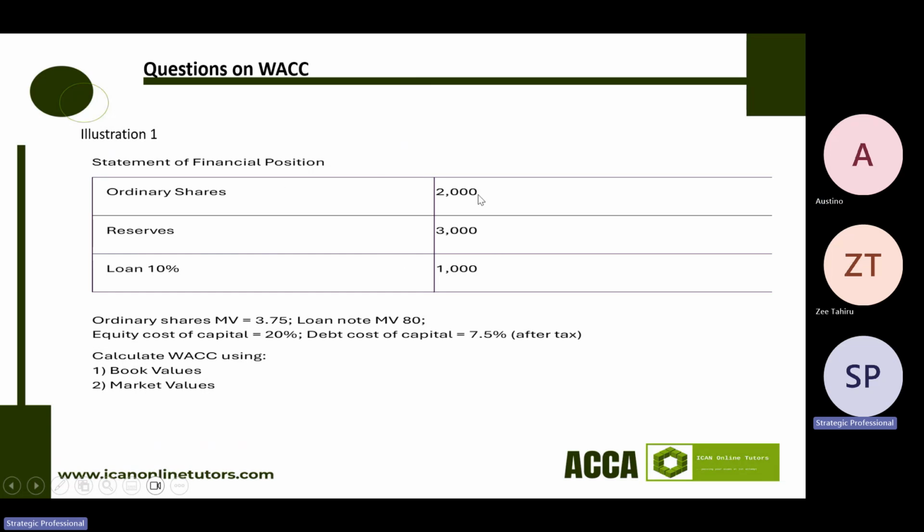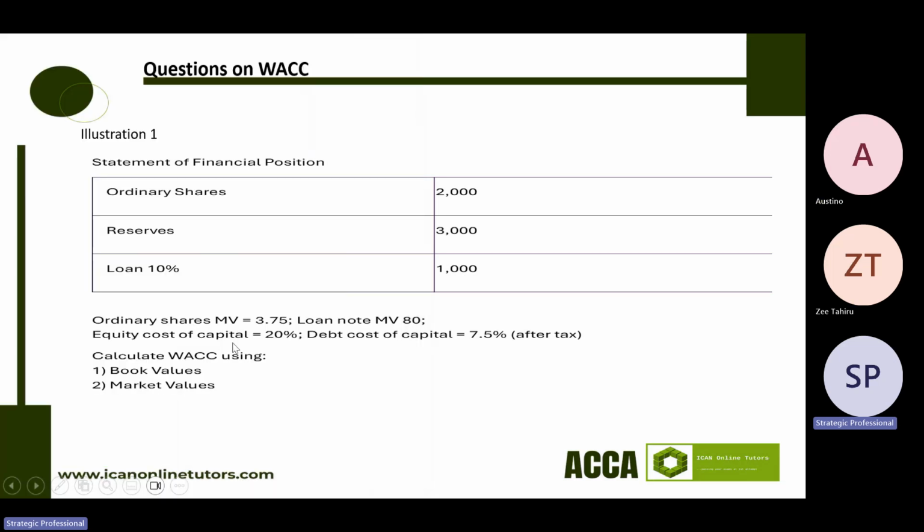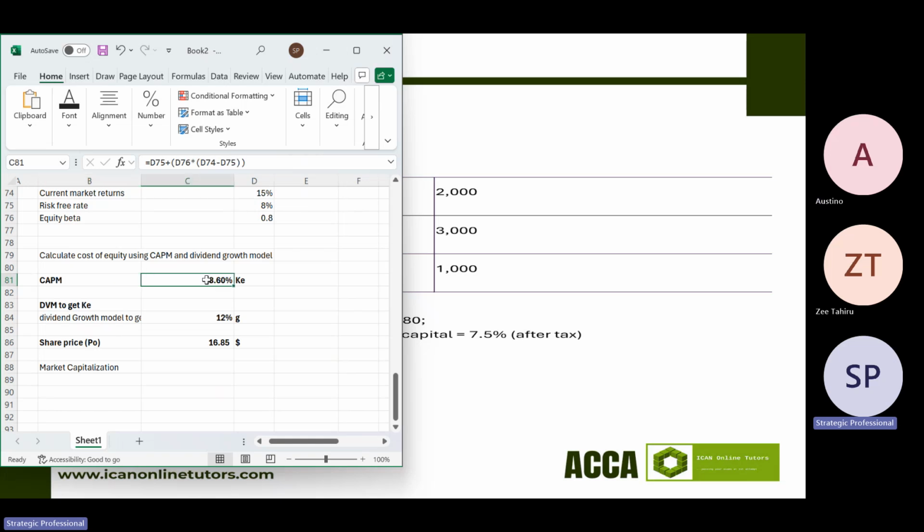But at advanced level, all these things that they gave you free of charge, you'll be the one to calculate it yourself. You can see these ordinary shares that they gave you 3.75 directly in this question. It took us how many steps to calculate it here to get this 16.85? This cost of equity that they gave you simply here, 20%, it took us using CAPM to get it. Are you following me? And it also took us using DVM, that one we got, I can't remember, maybe 14.69 or something, using the DVM approach. It took us that level to get the cost of equity. So please, just be following.